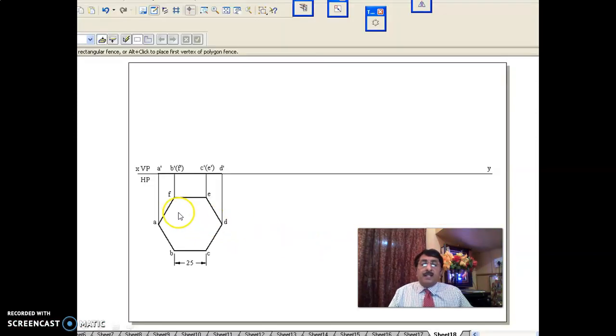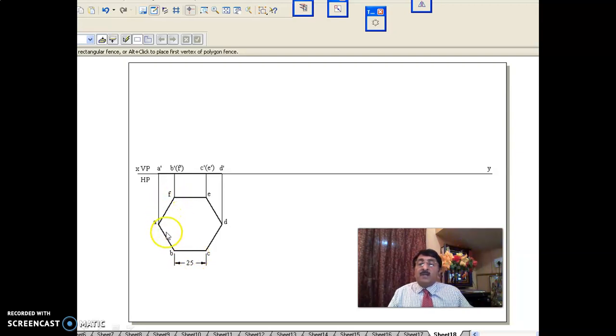First, importantly, see here. Change the position of hexagonal lamina. This is corner position. Don't take edge position like the way I was doing in the earlier session. This is AF. This is AB, all 25. If you do this, this is AF.